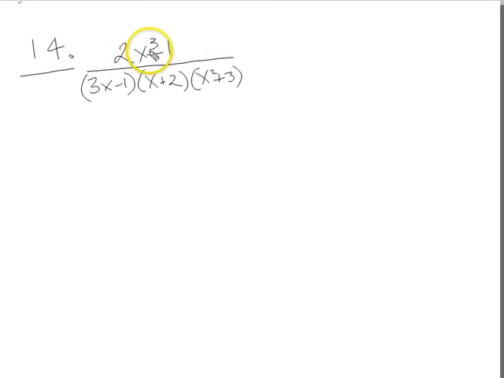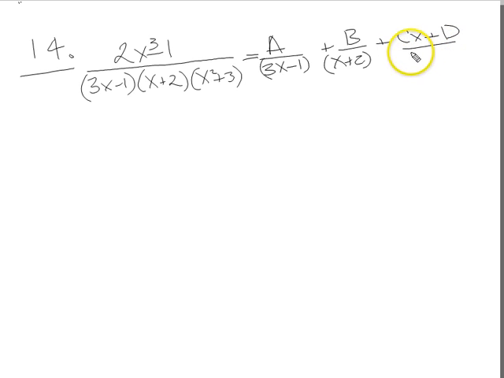Right, we've got 2x cubed minus 1 over, and then we've got a linear factor here, 3x minus 1, another linear factor, x plus 2, and then a quadratic factor, x squared plus 3. So we can write equals a over the 3x minus 1, plus b over another linear factor, x plus 2, plus, and then we've got a quadratic factor, so we'll have to use c and d, cx plus d over x squared plus 3.